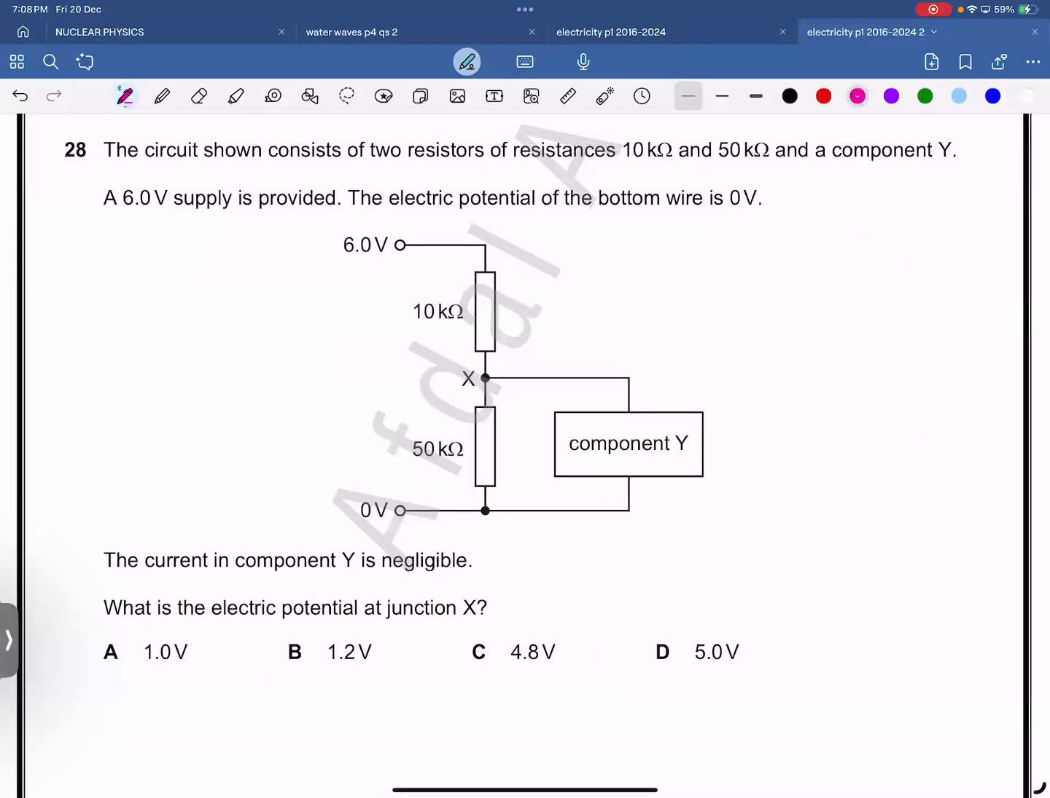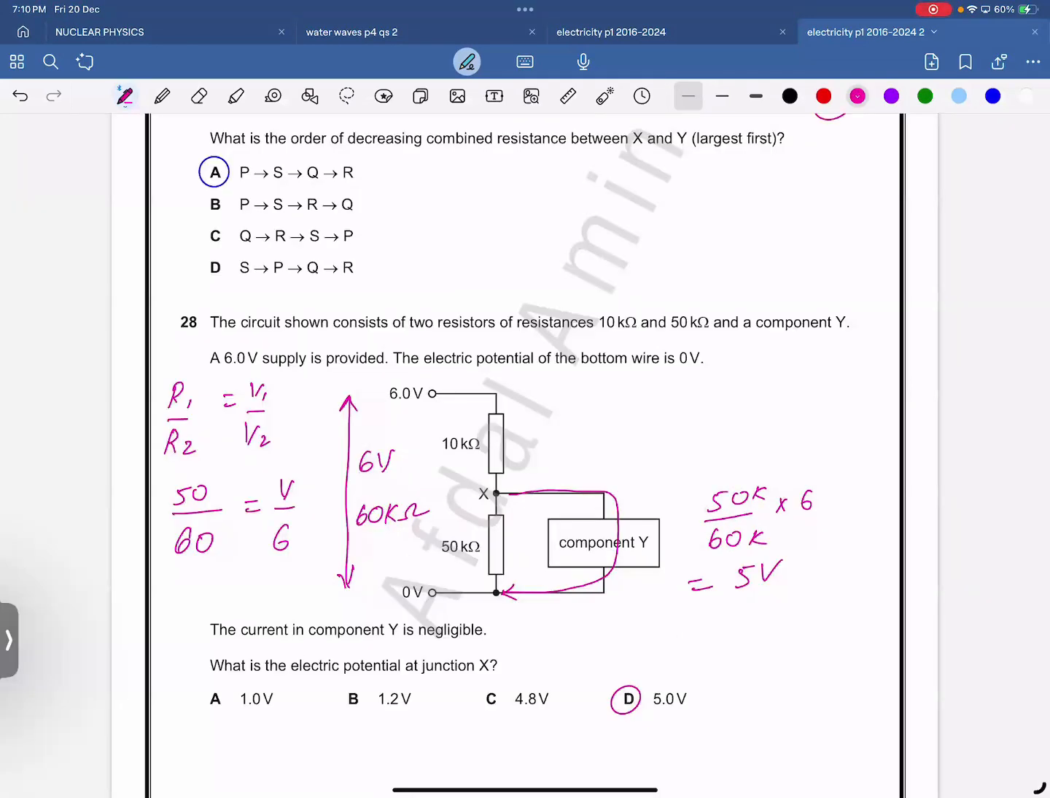The circuit consists of the two resistors, 10 kilo and 50 kilo, and voltage is 6. And the electric potential of the bottom is 0. Okay, the current in the component Y is negligible, just like before we did voltmeter. So what's the electric potential at junction X, my dear? Now X, you need to talk about with respect to what? With respect to lower terminal or with respect to upper terminal. So X is connected to what? Lower terminal or upper terminal? Lower. So 50 over 60 times 6, which is 50 kilo, 60 kilo. So 5 volt. D. What's the problem? Ratio is also correct. Option is D.